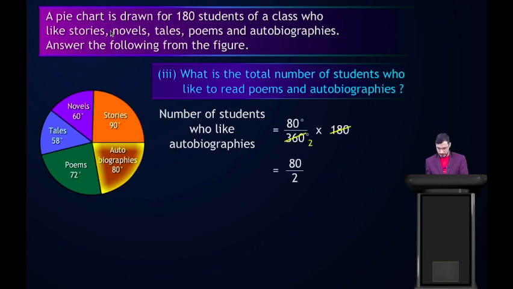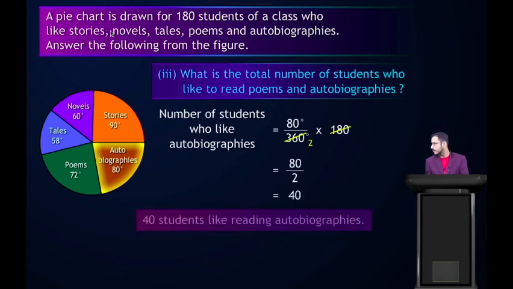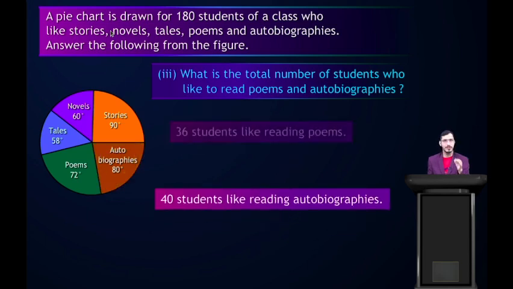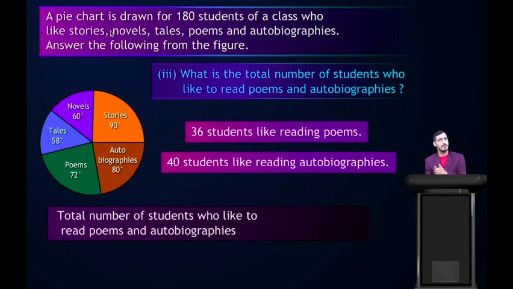Okay, so here, yes, 40. Okay, students, now 40 students like reading autobiographies and 36 students like reading poems. So the total number of students who like to read poems and autobiographies, that is the total sum, 40 plus 36. And 40 plus 36, yes, 76. Okay, so the right answer here is 76.